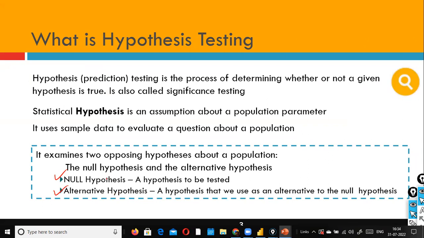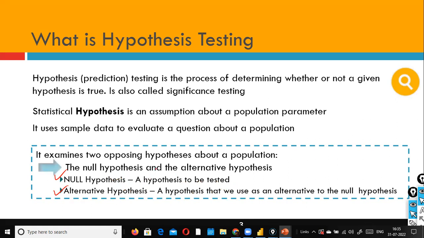The alternative hypothesis is a statement contradicting your null hypothesis. So what is a null hypothesis? It is the hypothesis to be tested, and the alternative is the hypothesis that we use as an alternative to the null hypothesis. It is the opposing statement of my null hypothesis. That is what is called the alternative hypothesis.